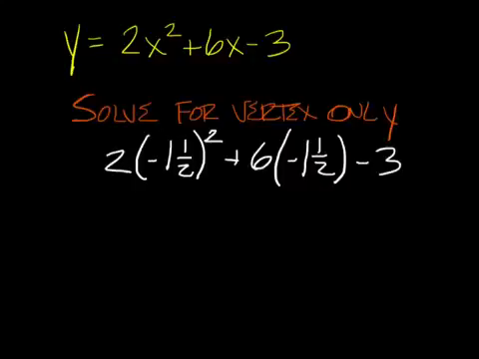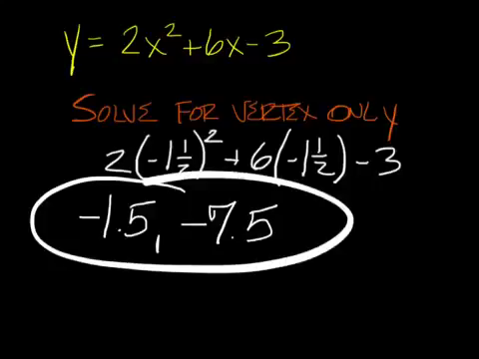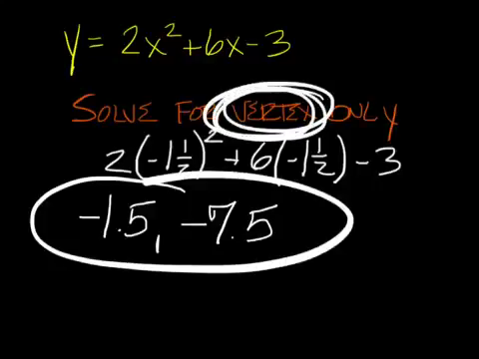Did anybody get negative 7? No, because I didn't put negative 1.5 in the parentheses. That should be a negative 7.5. My fault. Negative 7.5. But it's the vertex. So it's negative 1.5, comma, negative 7.5. Solve for vertex.